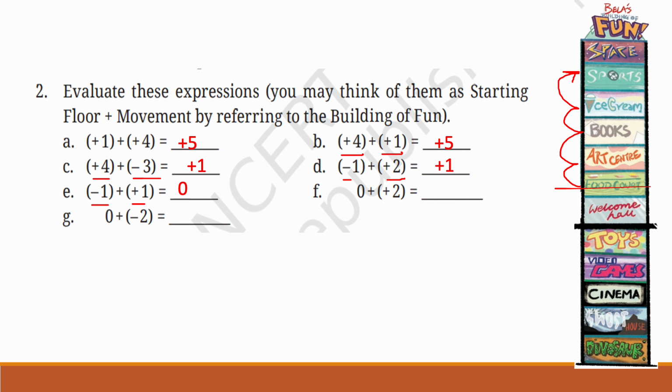No need of a sign. Then 0 plus +2. You add 2 to 0. So 0 plus 2 is +2. Then 0 plus -2: you subtract 2 from 0. 0 minus 2 is -2.